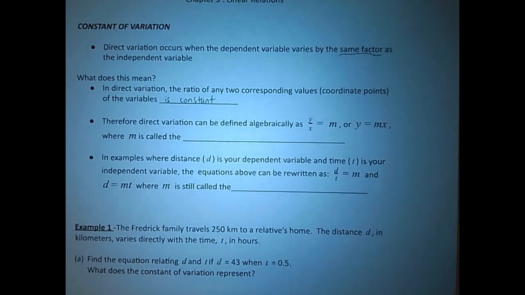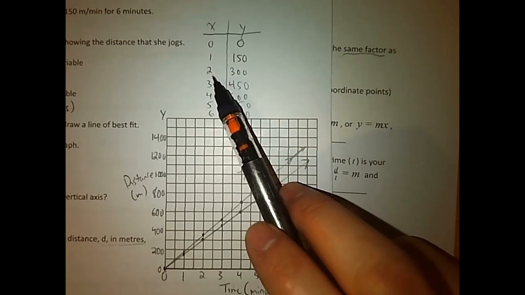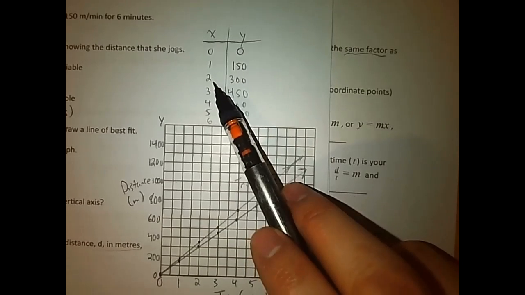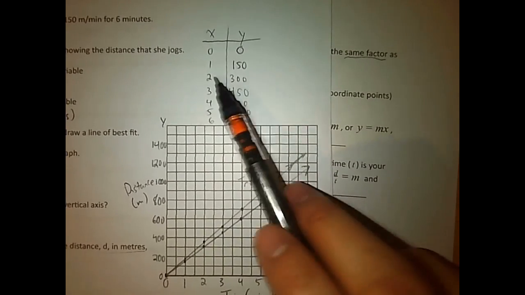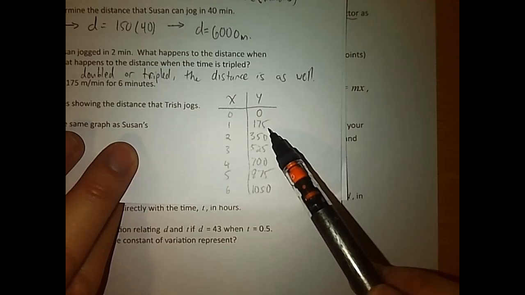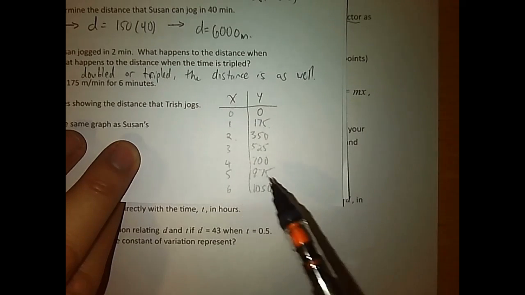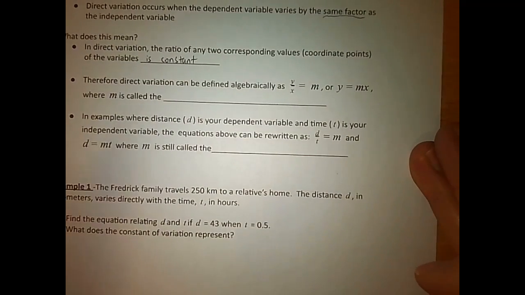Meaning if we looked at our table of values, if I always divided the y value by the x value, the dependent divided by the independent, for all of these cases, I always get 150, which was Susan's speed here. And the same thing for Trish, where her speed was 175. If I always divide the y value by the x value, we'll always get 175. So the ratio is constant.